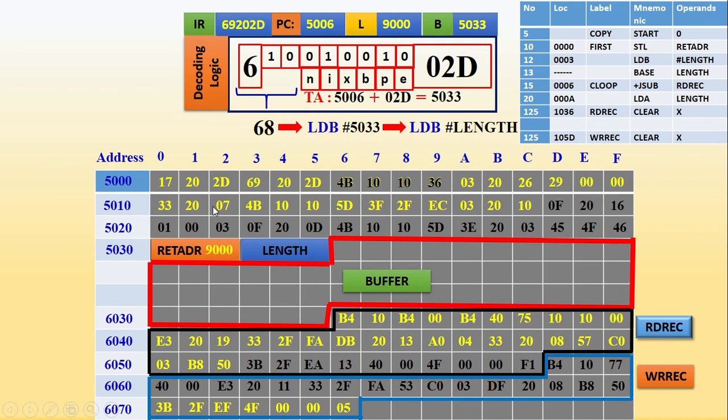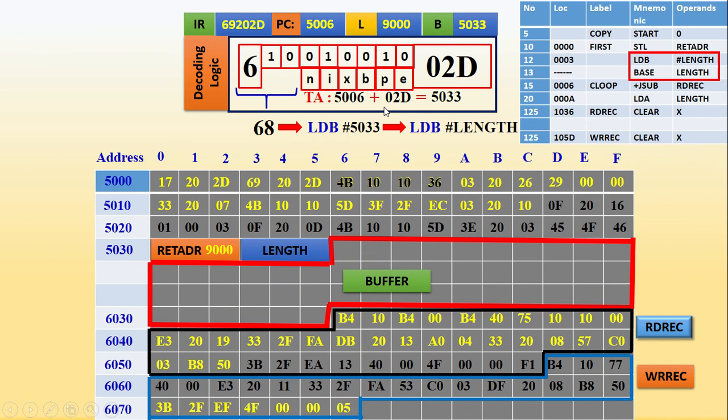So if you observe, these two instructions, 17202D and 69202D, are executed properly even if the program is loaded into location 5000. In the previous slide I explained that the entire object program was loaded into which location earlier? 0000. All these three instructions were executed properly. Now when the program is loaded into location 5000, these two instructions are executed properly. Now let us see how the next instruction is executed in the next video.